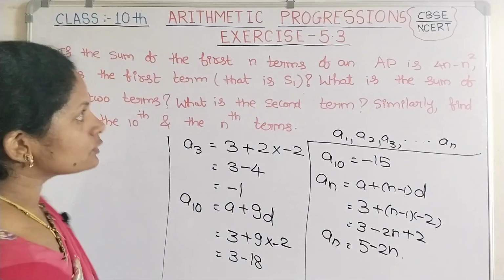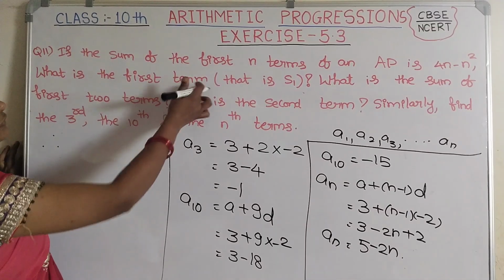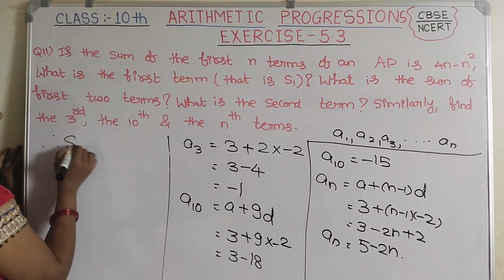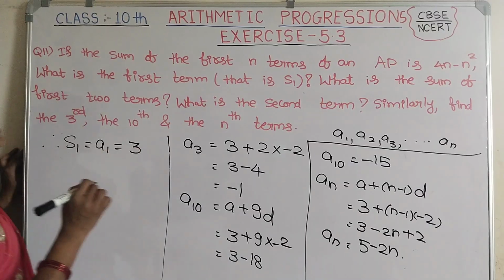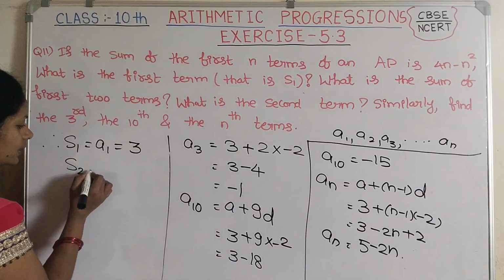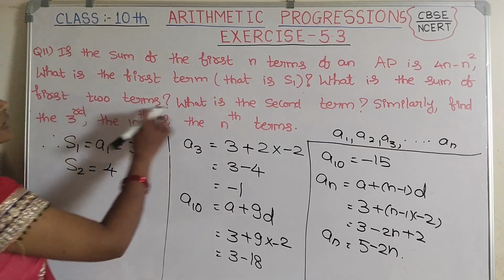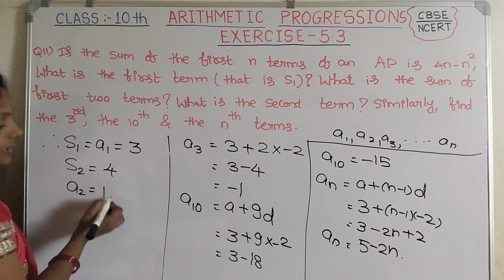Let us write the conclusion here, what the terms are asked and we found here. The first term, S1 is equals to A1, which is equal to 3. Next, what is the sum of the first two terms? Means we got S2 as 4. Next, what is the second term? A2 equals to 1.